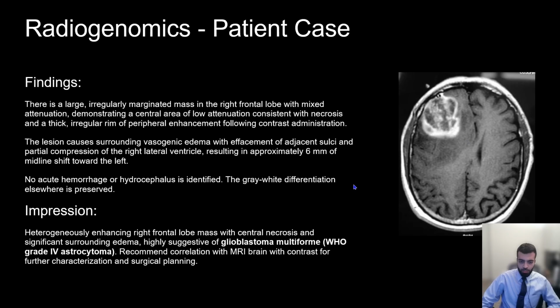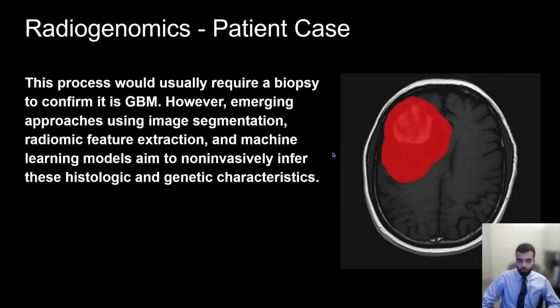And so the next step would be to correlate with MRI brain imaging or to get a biopsy to confirm GBM. However, with radiogenomics, we're able to segment the image and take the area of interest and use a machine learning algorithm to analyze this image and extract the quantitative features through radiomics.